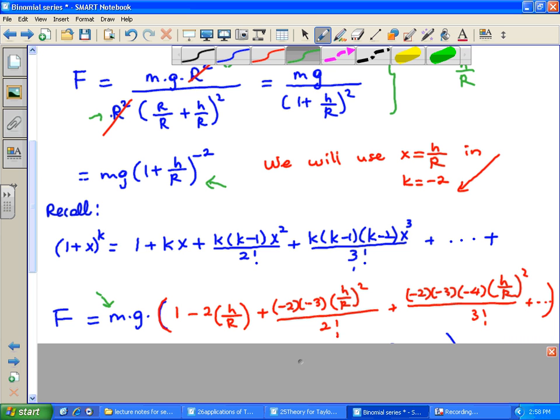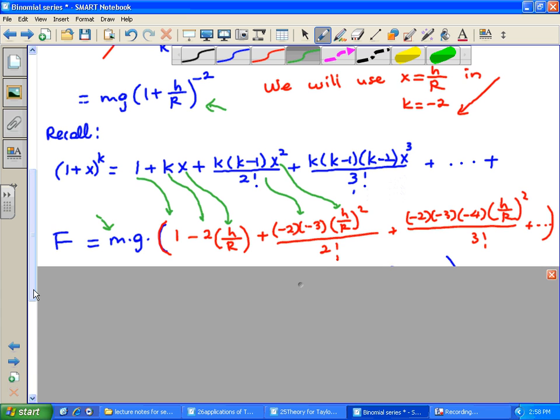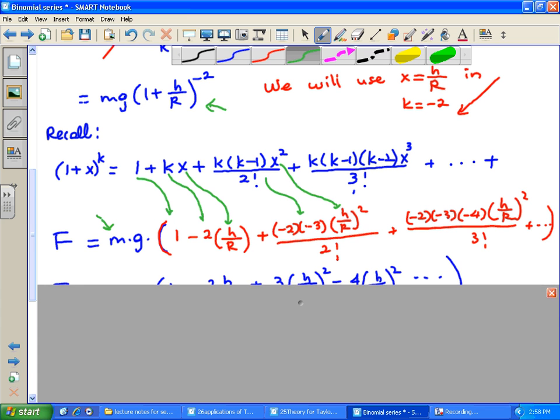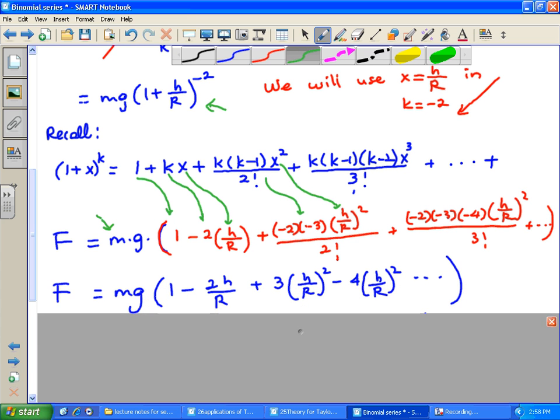So I have the 1, k is negative 2, x is h over r. Then this represents the second term because k minus 1 is negative 3, and h over r has now been squared because x has to be squared. So as you can see, I can write the terms like that. Now it's a little bit of cleaning up. I cleaned up the constants a little bit.